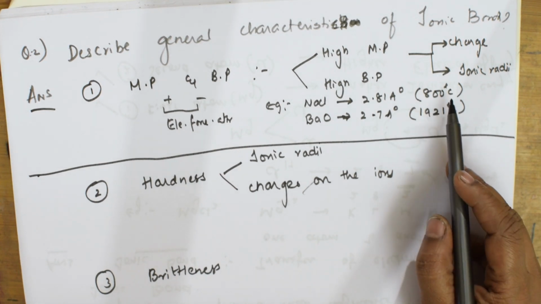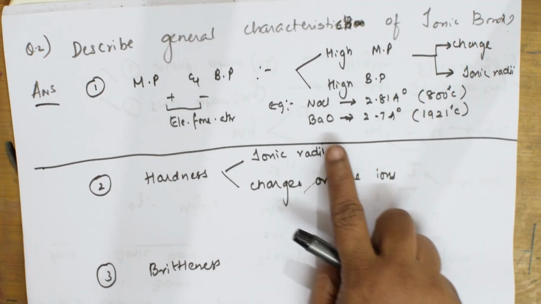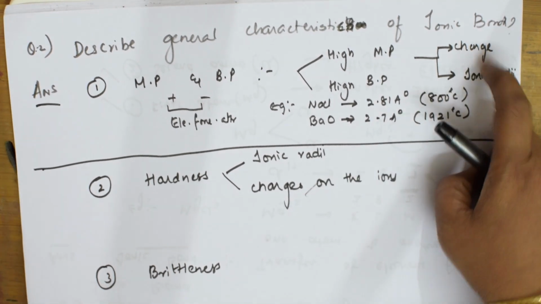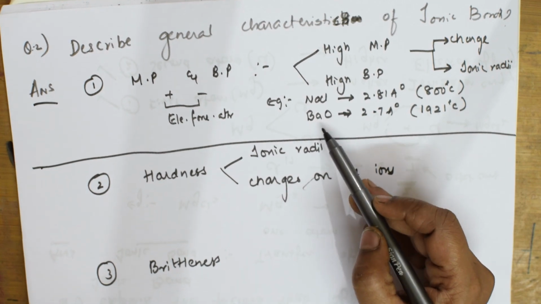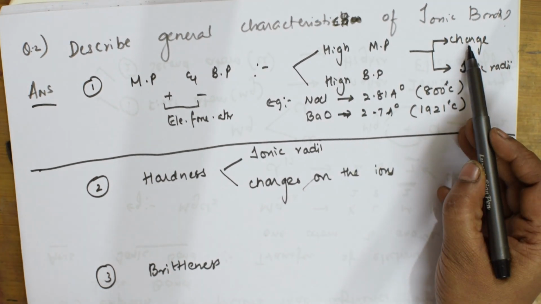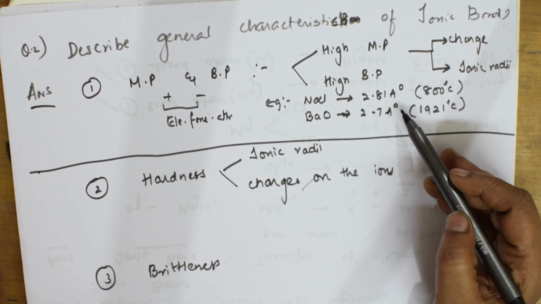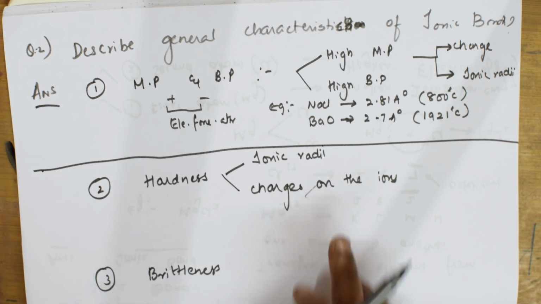So this force of attraction is because of the charge, as I told you. I told you the charge as well as ionic radii, these two factors. See here, the charge is Na+, and here the charge is Ba2+. So the charge is higher, the ionic radii also is higher. Because of these two factors, we have high melting and boiling point. Let us come back and discuss the next one.